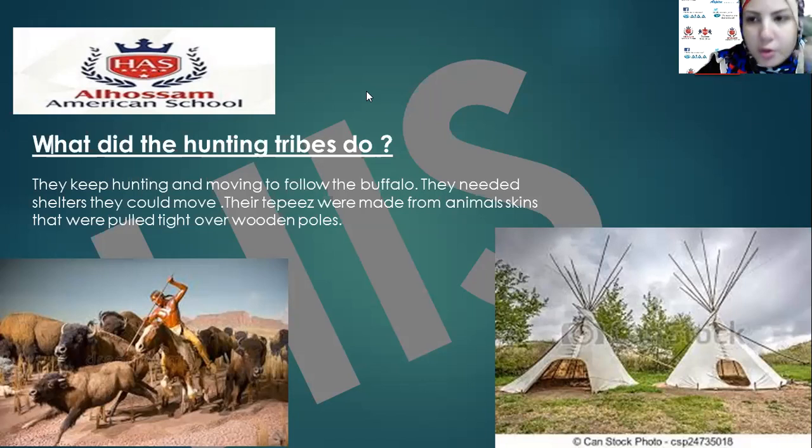So put your mind here that the hunting people, the hunters, used to move from one place to another. They used to move from one place to another. It's very important for you to know this point.